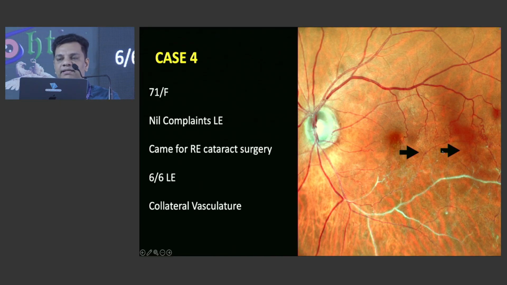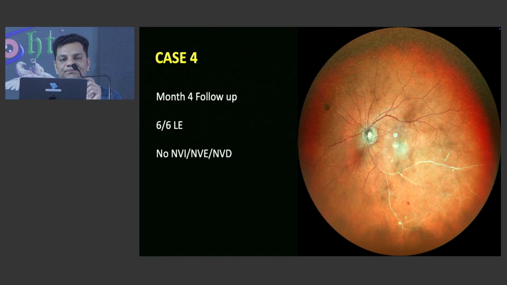However, she had this collateral vasculature. You can see the collateral vessels which are supplying the ischemic zone from the superior part to the inferior part. So here again I did not do the laser because already it was perfused. Month 4 follow-up, 6/6 vision left eye, no NVI, no NVE, no NVD. So here again I did not do any laser. These patients can just be closely observed and followed up.